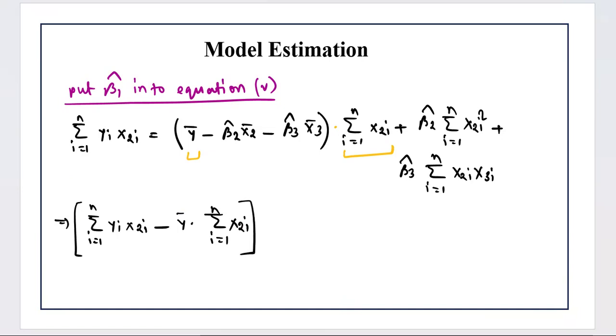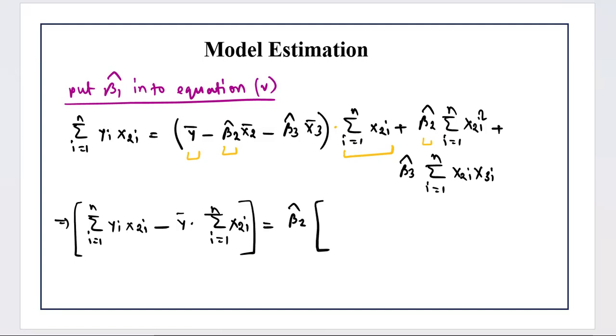And I will reveal in a while why I have done this. Now on the right hand side, what you have to do is take beta 2 cap common. So here you have beta 2 cap, here you have beta 2 cap, and then you have a multiplication also here. So if you do that, take beta 2 cap common.